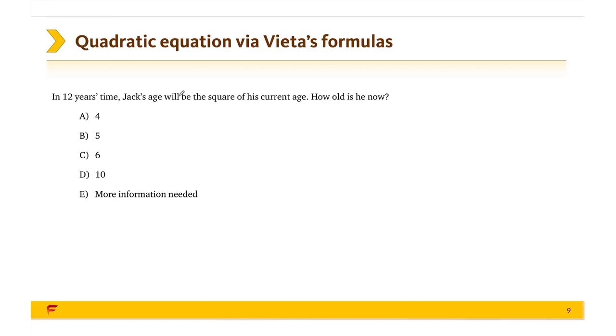In 12 years' time, Jack's age will be the square of his current age. So his current age is unknown. But in 12 years, which is x plus 12, will be the square of his current age, equals x squared. How old is he now? Okay, this is just a quadratic equation. There are several ways to solve it, but I'm going to show you the simplest, I think. X squared minus x minus 12 equals 0.